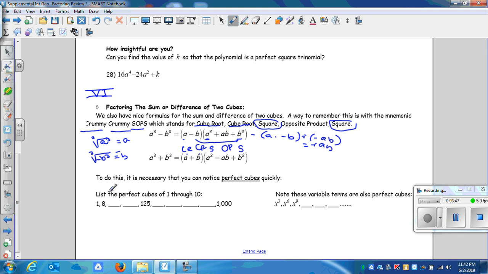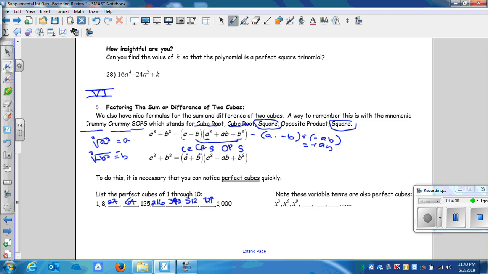Now to do some of these, you'll have to be able to do some of your perfect cubes pretty quickly. So we have 1 cubed would be 1, 2 cubed is 8, 3 cubed is 27, 4 cubed is 64, 5 cubed is 125, 6 cubed is 216, 7 cubed is 343, 8 cubed is 512, and 9 cubed is 729, and then of course 10 cubed is 1,000. That's something that you might want to frequently try to do quickly. It might be helpful to memorize those.